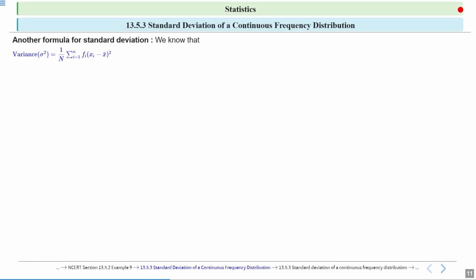Now let's look at another formula for standard deviation. We start with the definition of variance for grouped data. The variance, written as sigma squared, equals 1 divided by n times the sum from i equals 1 to n of fi times xi minus x bar whole squared. Here n is the total frequency, fi is the frequency of the ith value, xi is the value itself, and x bar is the mean.